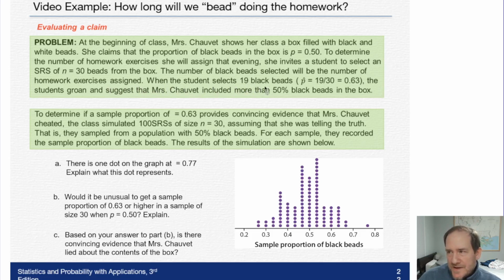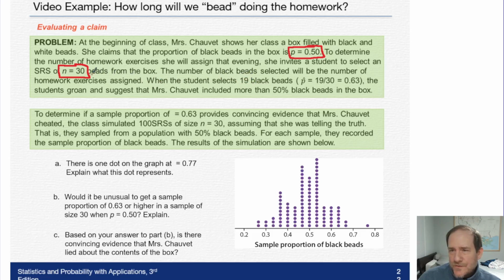When the student selects 19 black beads, the students groan and suggest that Mrs. Chauvet included more than 50% black beads in the box. Let's unpack that, make sure you understand what's going on. If the proportion of black beads was 50%, then what would have been the expected number of black beads pulled if they pulled 30 beads? Well, the expected value, like we talked about last chapter, would be the number times the probability. So they should have expected to get maybe 15 black beads. Maybe they were expecting to get lucky and get 12 or so. But the question is, is it that unusual to have gotten 19?